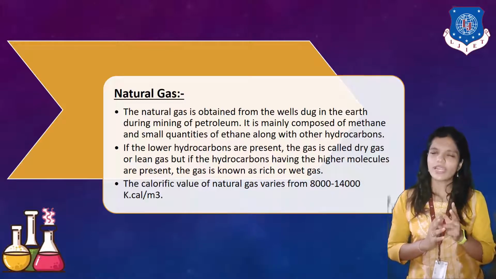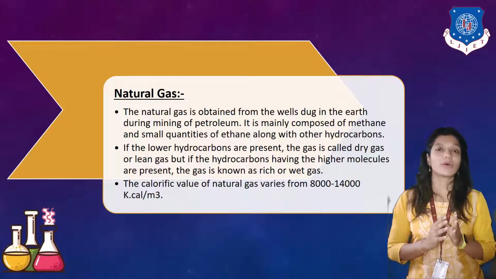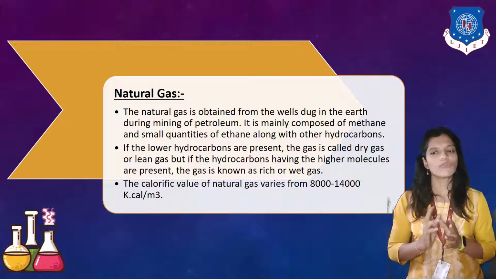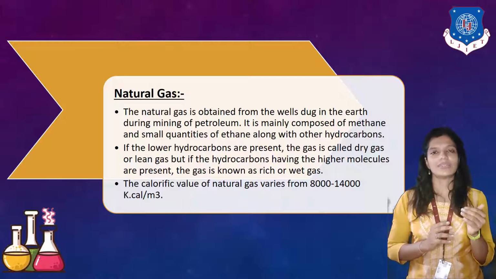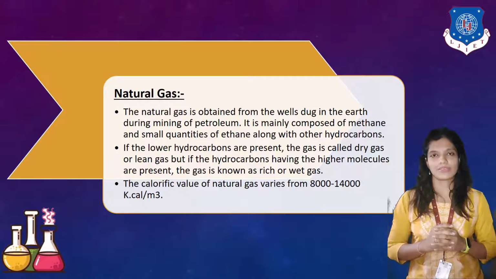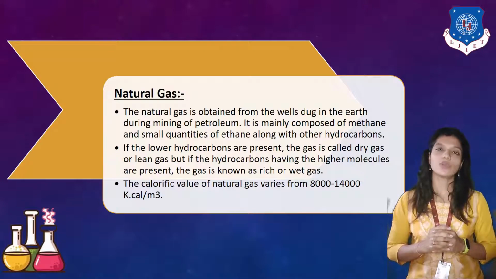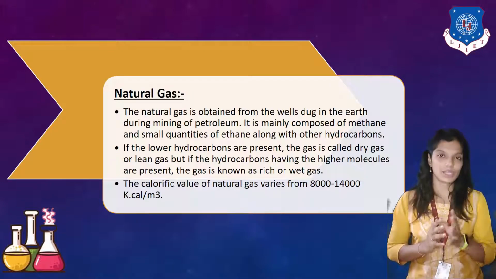Okay, two different types of natural gases are there. Number one, dry gas. Number two, wet gas. Rich or wet contains higher hydrocarbons. Dry or lean contains lower hydrocarbons. Right? In this manner, we can use them according to their applications.